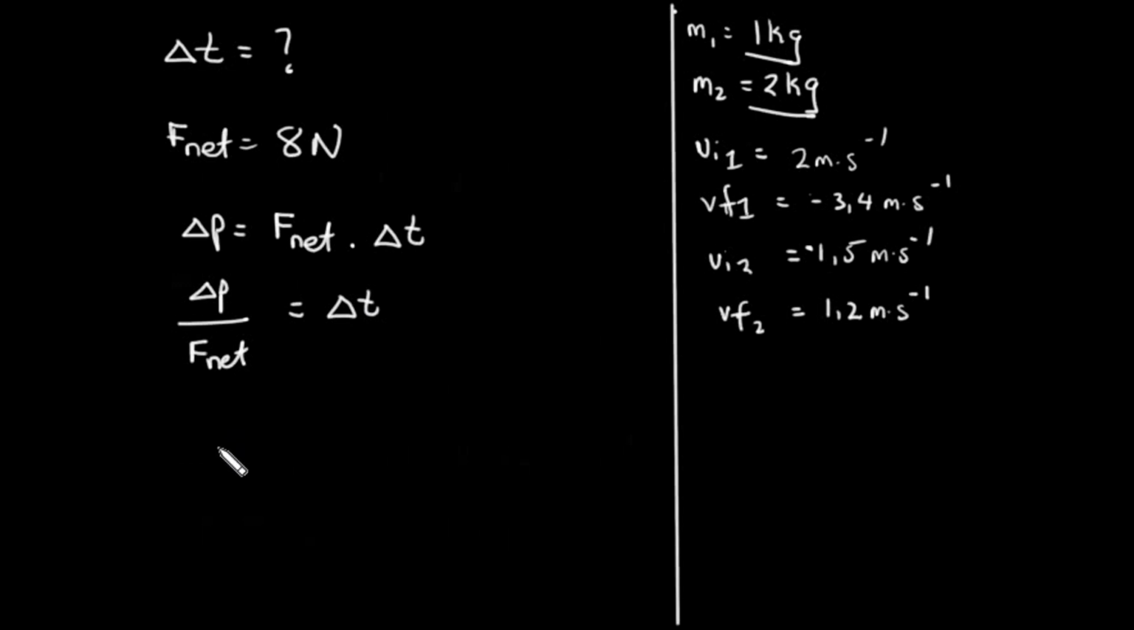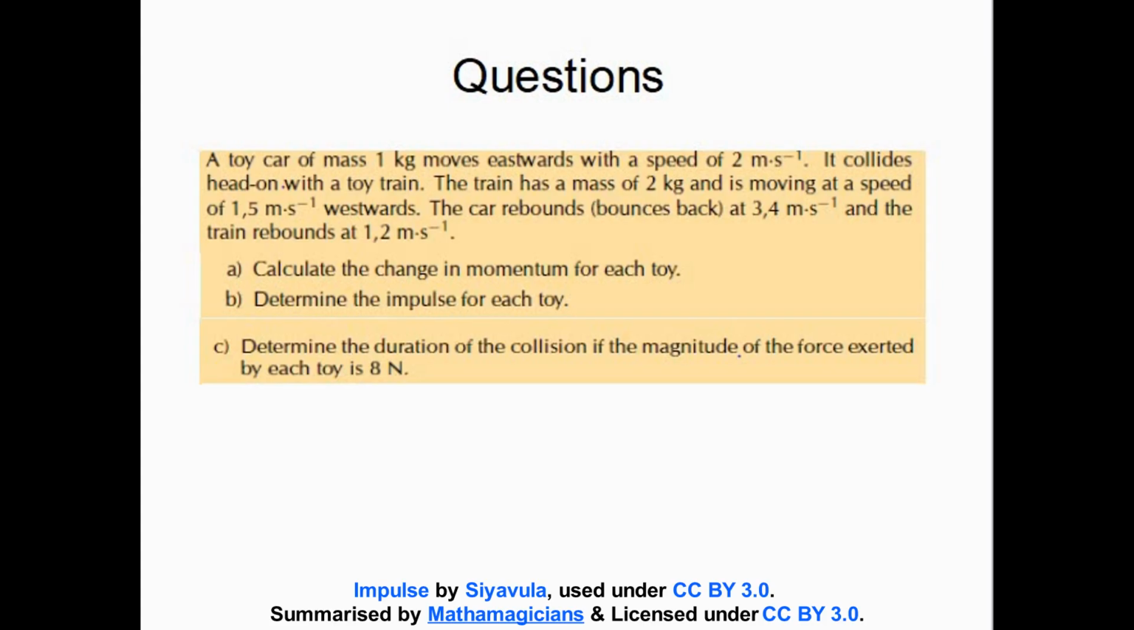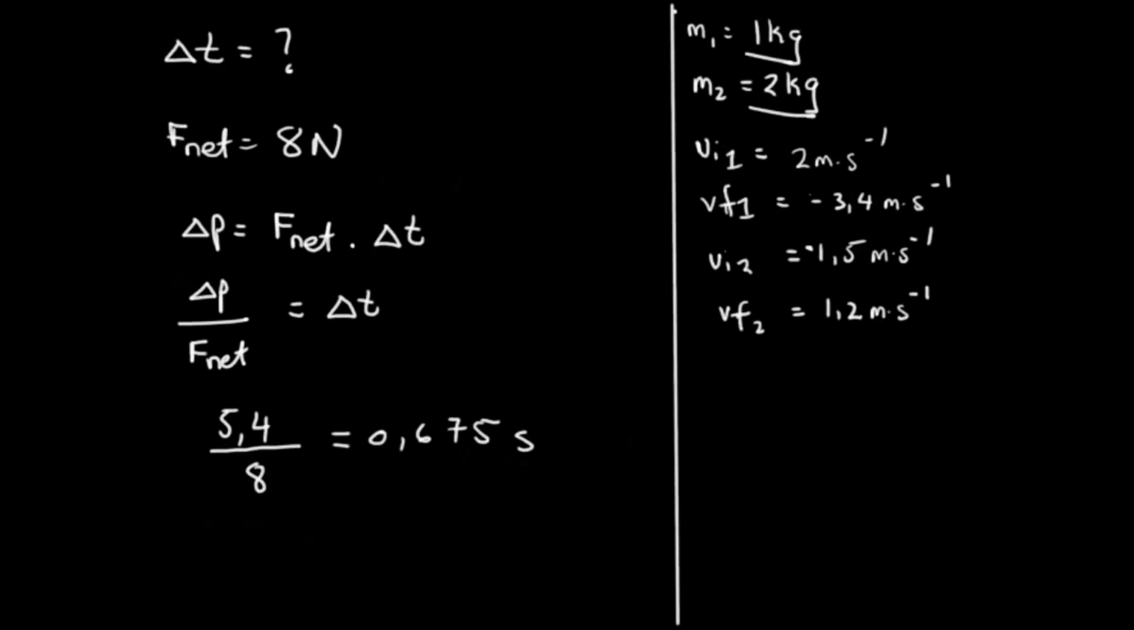All right, we worked out our change in momentum. Our change in momentum was 5.4 kilogram meters per second, all over the net force, which was 8. 5.4 divided by 8 gives us an answer of 0.675 seconds for the entire collision to take place. So we have answered C, and the answer is 0.675 seconds.